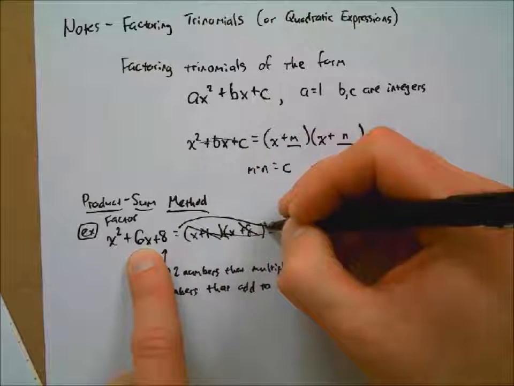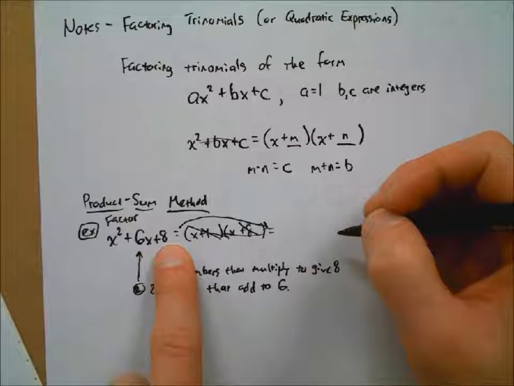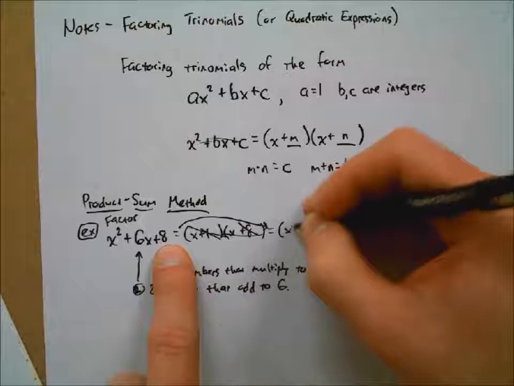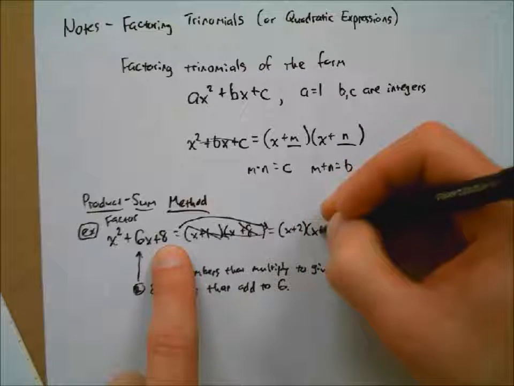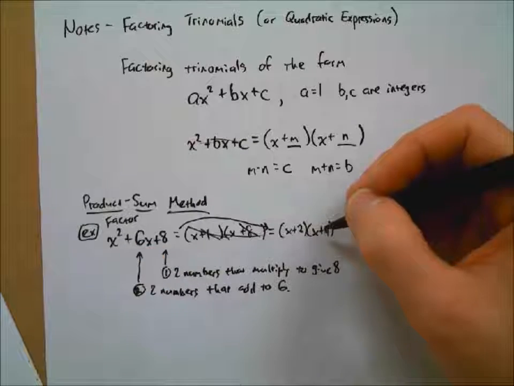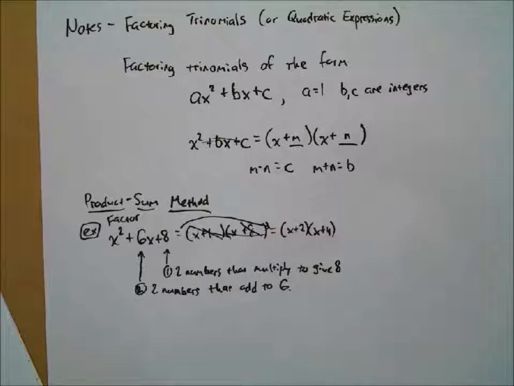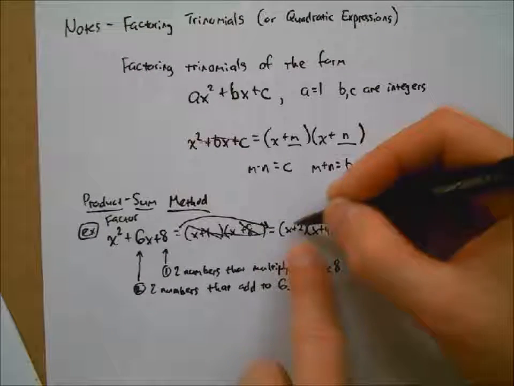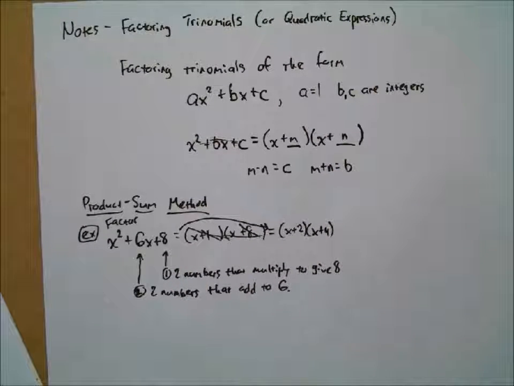What's another pair of numbers that multiply to make 8? 2 and 4, right? And so then x plus 2 and x plus 4. And do they add to make 6? 2 and 4 do make 6. Okay. And again, you can check yourself. If you FOIL this out, it'll result in x squared plus 6x plus 8. Okay. So that's our purpose there. All right, let's try another one here.